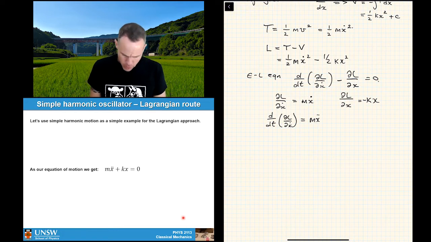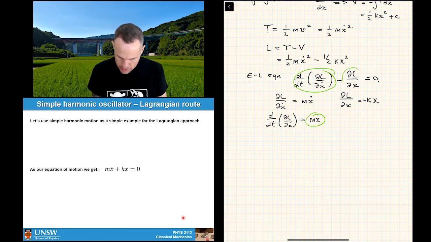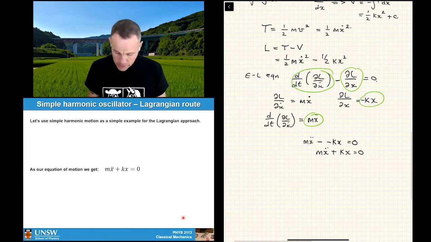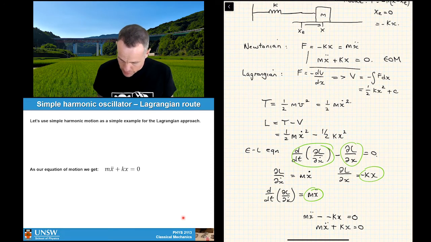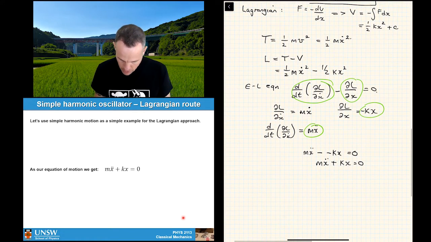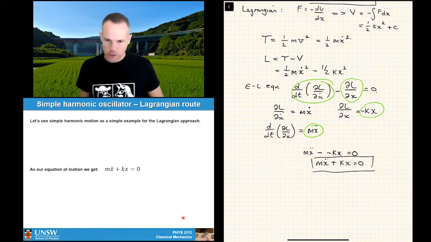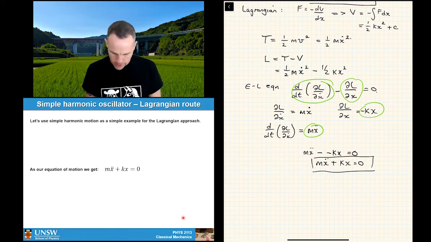Okay, so we can pull this together. We've got this term here, which is this, and then we've got this term here, which is this. And so if we pull this together, mx double dot minus kx is equal to 0. In other words, mx double dot plus kx equals 0. And you can see straight up here that the equation of motion that we got up the top here is the same as the equation of motion we get down the bottom here from Lagrange's approach. It's just that Lagrange's approach in this particular case takes a little bit more work, okay?